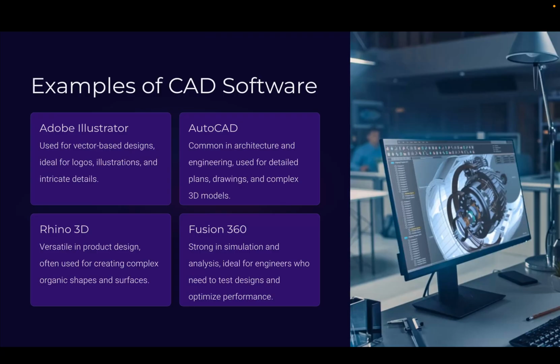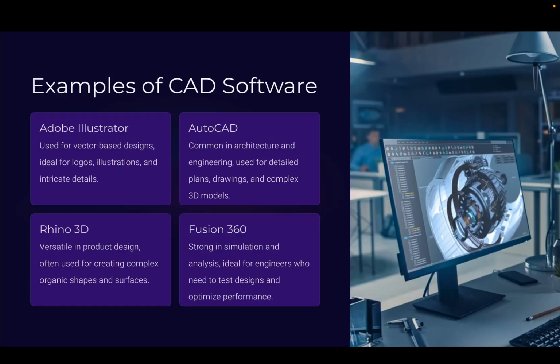Examples of CAD software. There are different industries using different CAD software. Let's have a look at a few. For your Year 8 project, Adobe Illustrator would be the most ideal software to use. It's best for vector-based design, like the one that we're going to do for the laser cutting. AutoCAD is more popular in architecture and engineering for making detailed technical drawings.